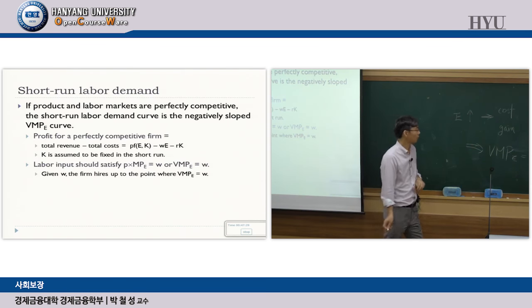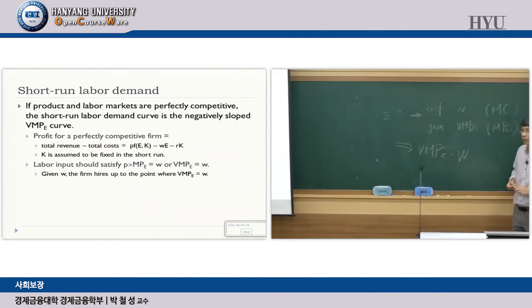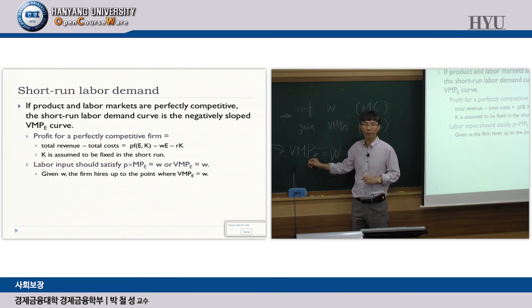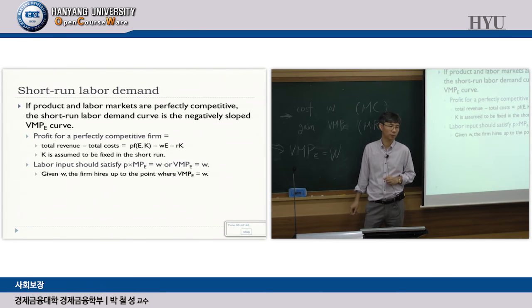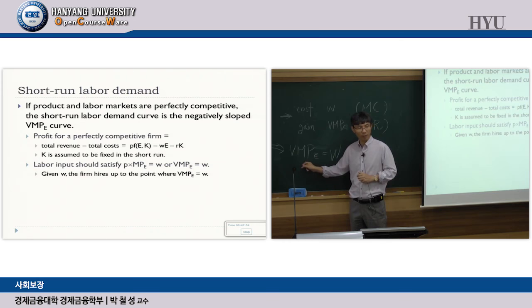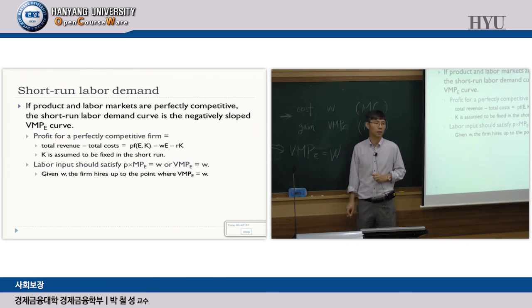So the simple rule of behavior for the firm is that if the wage rate is $10, they should pick a labor input that makes the value of marginal product of labor $10. If it's $20, you should pick a labor input that makes the value of marginal product of labor equal to $20. Because your marginal product of labor depends on how much labor input you have. You increase labor input, it's going to be smaller. You decrease labor input, it's going to be higher.